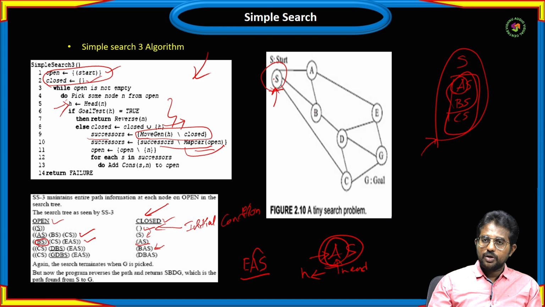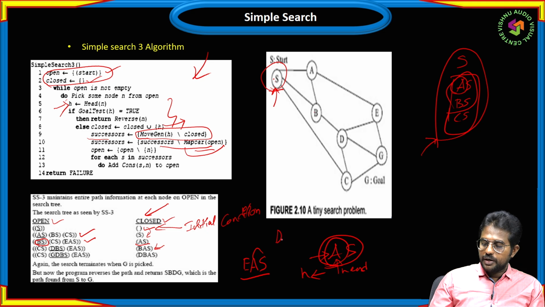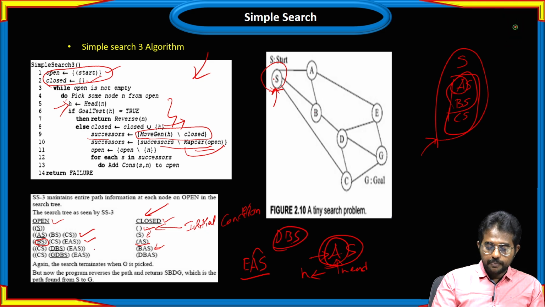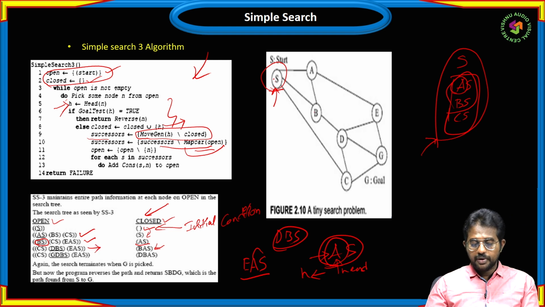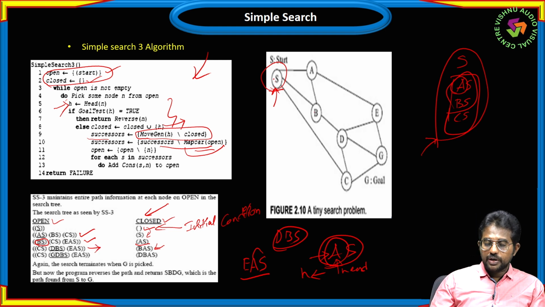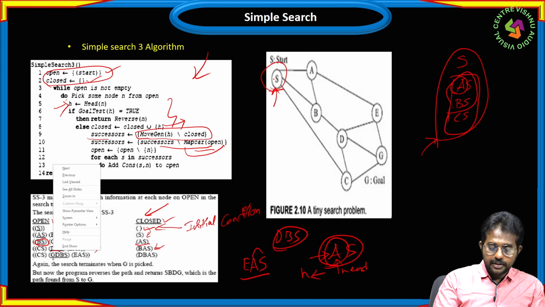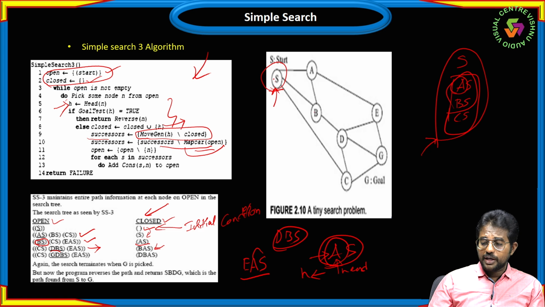After that, we will check whether any node is present in open. D was not in open, so D is added to open. So D, B, S, this node will be added. So DBS will be added. In this one, let's say I have picked DBS.